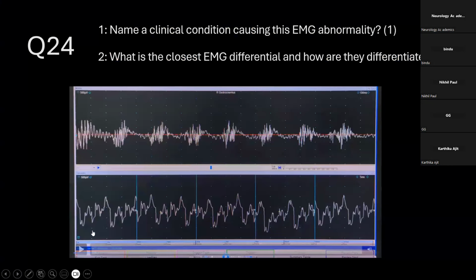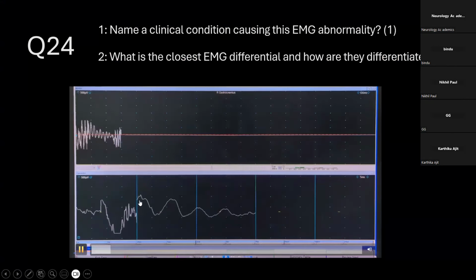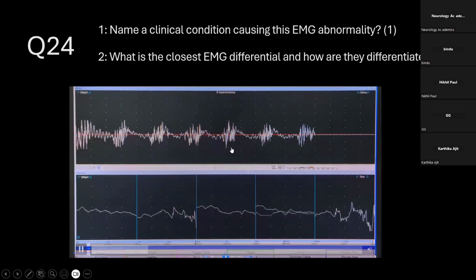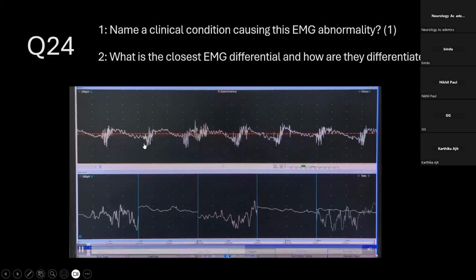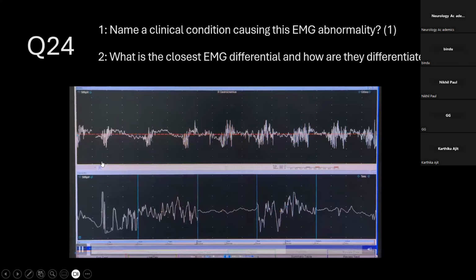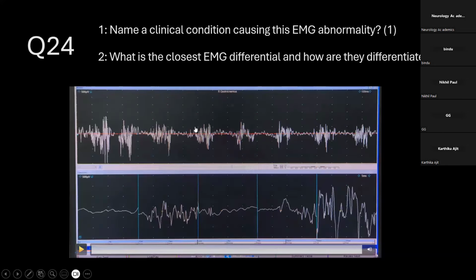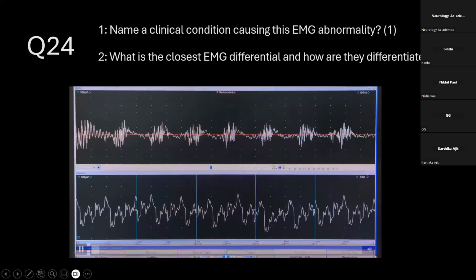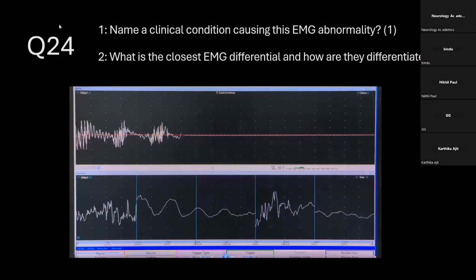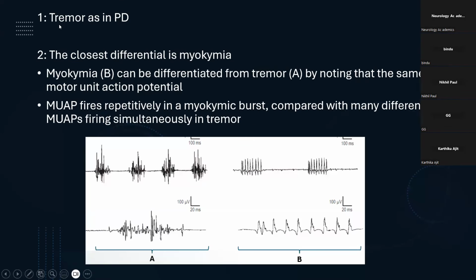Name a clinical condition associated with this EMG abnormality. Here we can see rhythmic discharges sounding like marching soldiers. It can be seen in tremor, and also the close differential is myokymia.